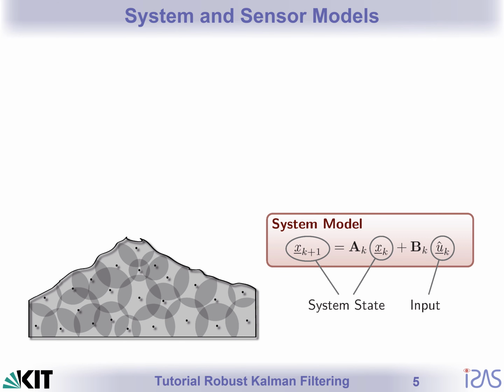Throughout this tutorial, we will need system and sensor models. Here we illustrate a linear model. In this case, our state, it's underlined because it's a vector, at time step k plus 1 is the system matrix multiplied by the current state at time step k plus the input matrix multiplied with the input. I put a hat over it to denote that this is a truly known value because we know what we give the system as an input.